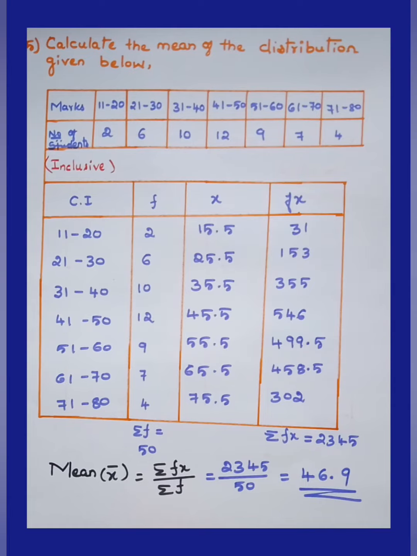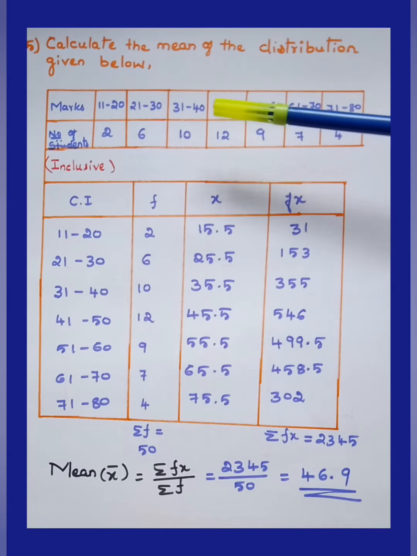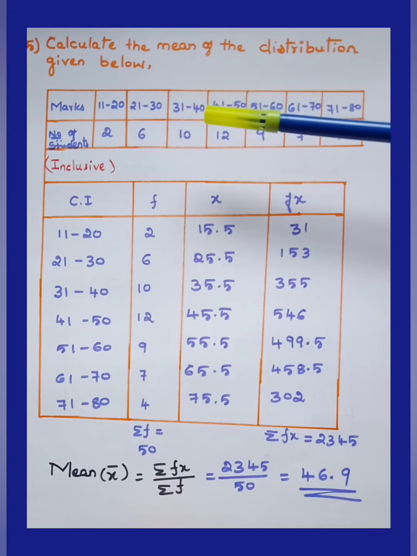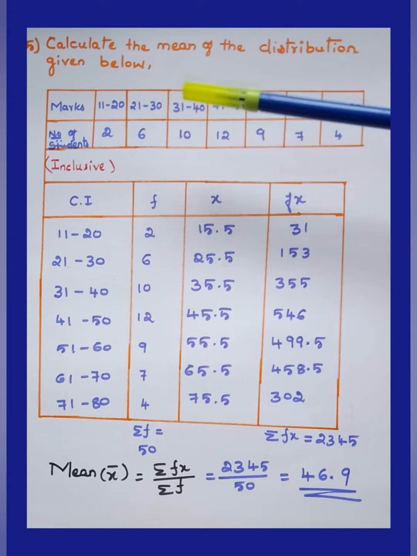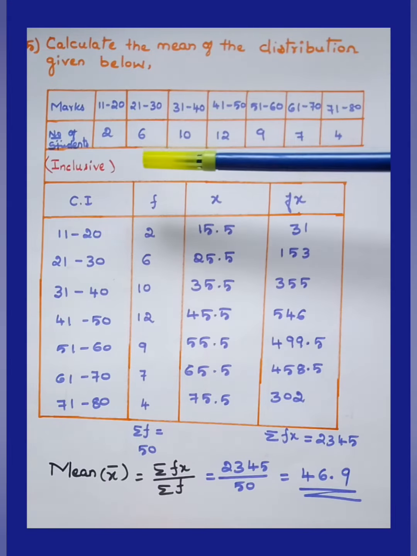Moving to the next type of sum, to calculate the mean of the distribution given below, marks are given and number of students are given here. You can observe carefully here the class interval is of a different type. The numbers are not overlapping. It is starting from 11 to 20, again 21 to 30. If it were overlapping, you would say it is exclusive. Since it is not, it is of inclusive type.